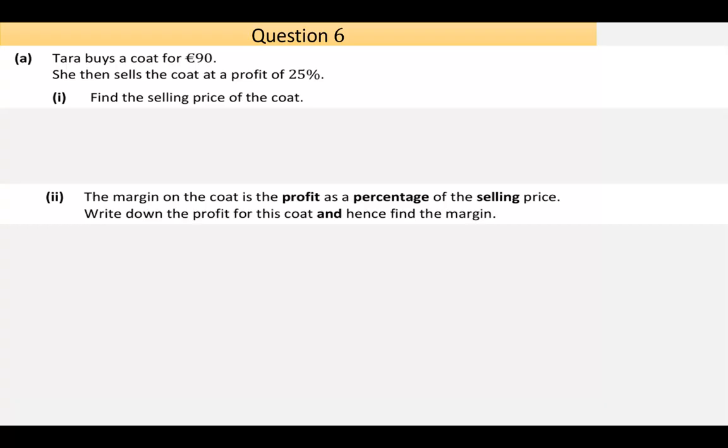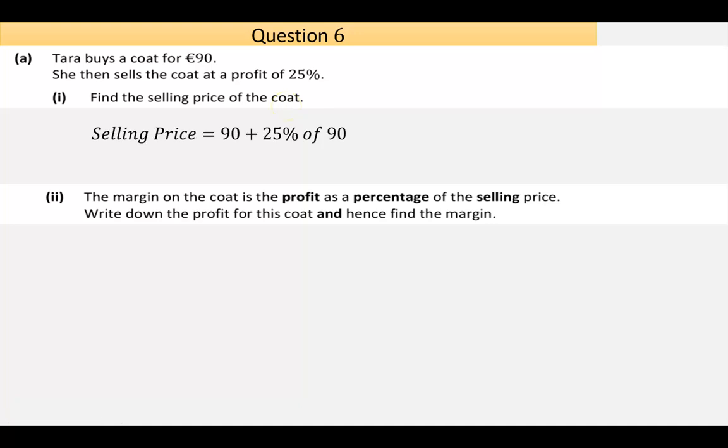So this is starting off with a profit and loss question. As always, try read the question, give it your best shot and see how well you do. First question here, part A, part 1. Tara buys a coat for €90. She then sells the coat at a profit of 25%. Find the selling price of the coat. So let's get stuck in.